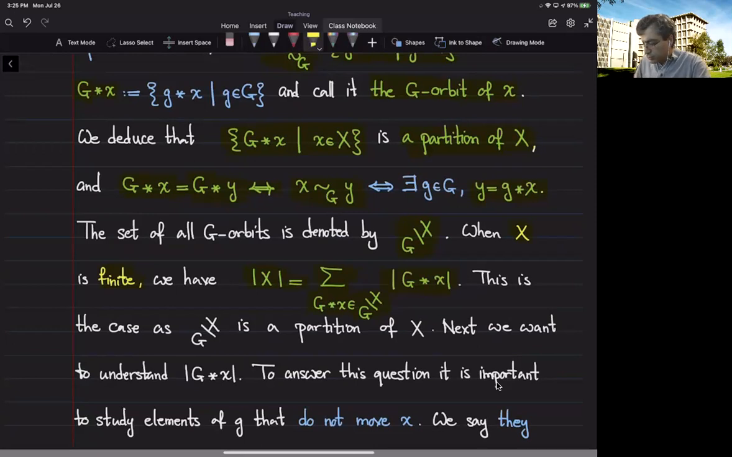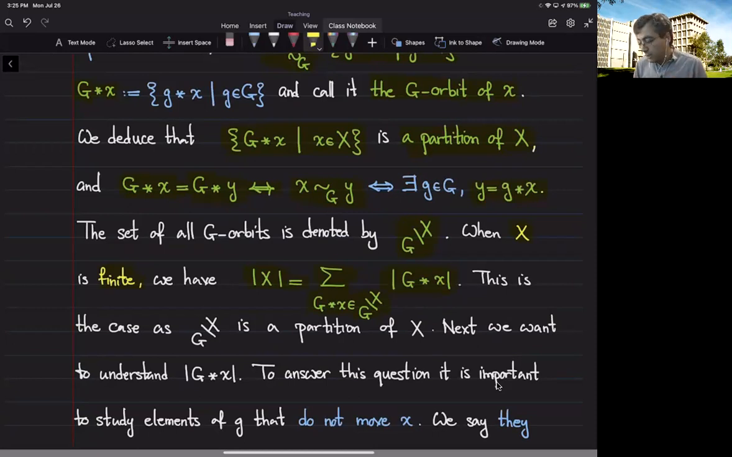And it's not surprising that in order to understand the cardinality of this set, I need to understand how many of these symmetries do not move X at all. Some of the symmetries move it, and I get new points in the G orbit, new points that are G-similar to the point X. But some of them do not move it at all, and therefore I do not get new points inside the space.